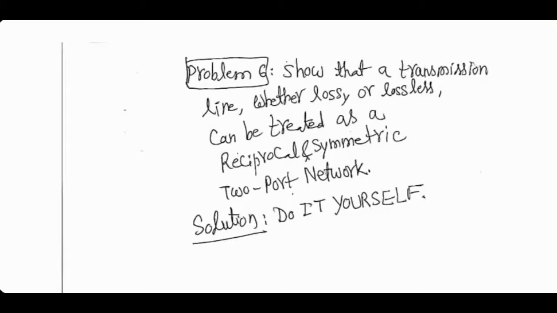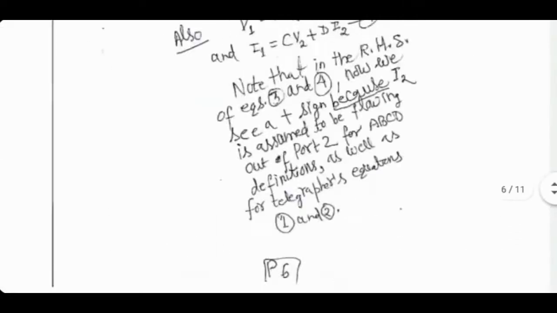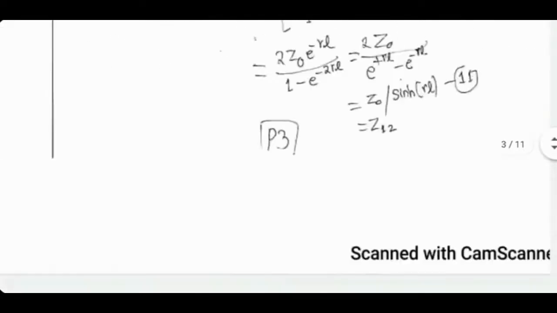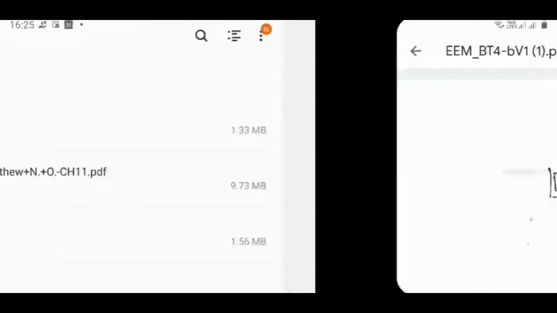Now, I'm not doing any numerical examples on this, but they are fairly easy to treat as long as you know the basic theory. In general, the answers for all parameters will always be complex numbers. For lossless lines, some of them will be real, some will be imaginary. That's it.